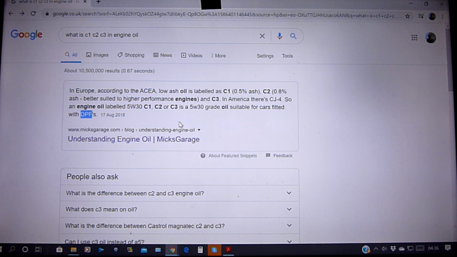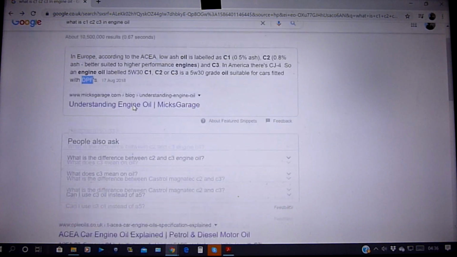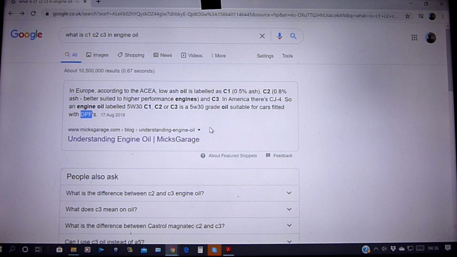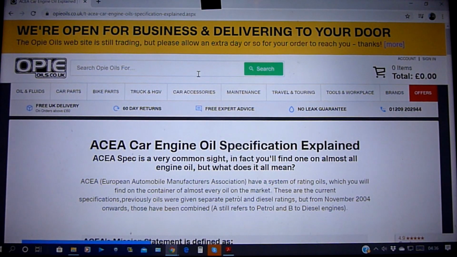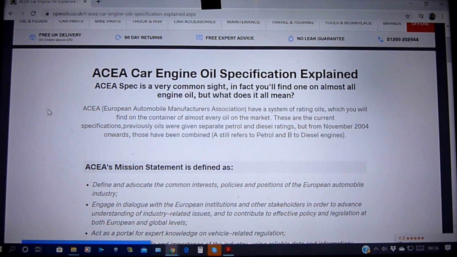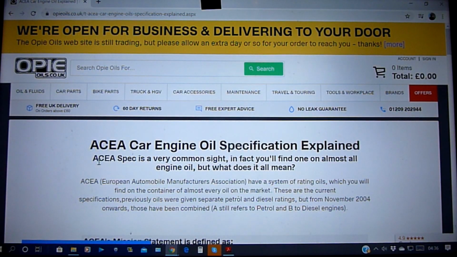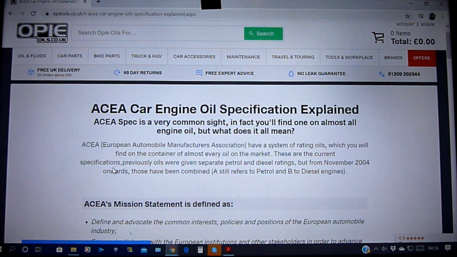It will fail if any signs of smoke. So that diesel particulate filter cannot be faulty. It must be able to regenerate. It must be really burning clean. A little bit of a better explanation by this website here: ACEA car engine oil specification explained.